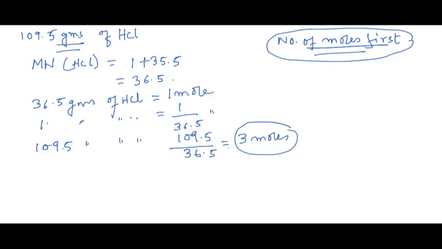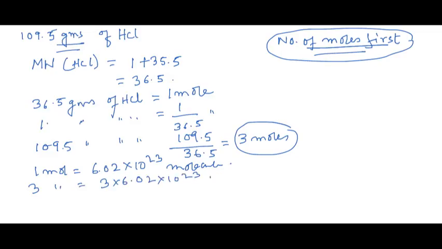Now it is very easy to go to the number of molecules. We already know that 1 mole is equal to 6.02 into 10 to the power 23 molecules. So here we have 3 moles, so it will be 3 into 6.02 into 10 to the power 23 molecules.